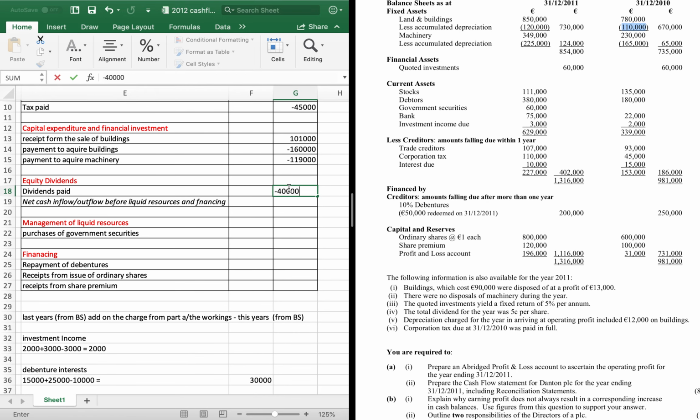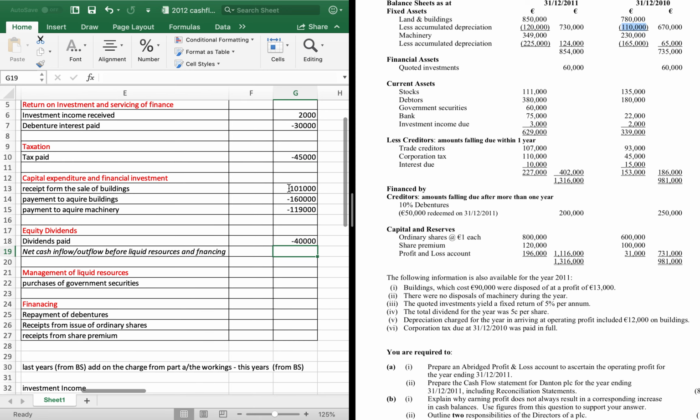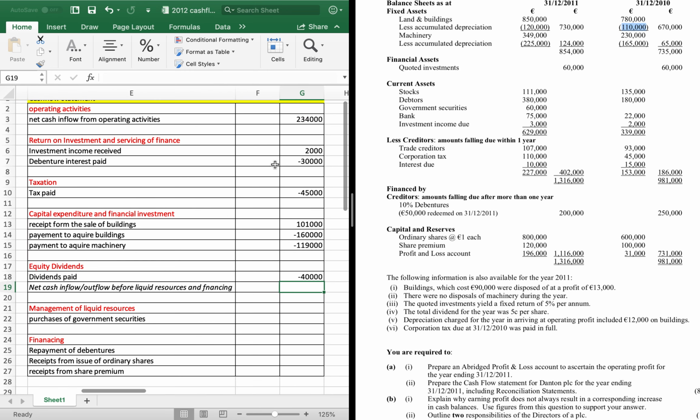So that's a minus. Okay, so at this point now you have to show what's called the net cash inflow or outflow before liquid resources and financing, which is the answer up to this point. So it's the 234, adding on any of the amount we've received and taking away anything that we've paid out. So I'll just do that sum there. And you get minus 57,000. That means it's a net cash outflow. An outflow is your cash has fallen. Okay, an inflow is your cash has increased.